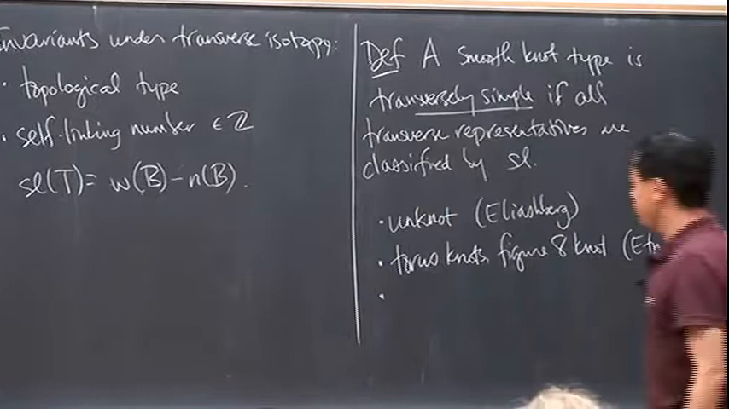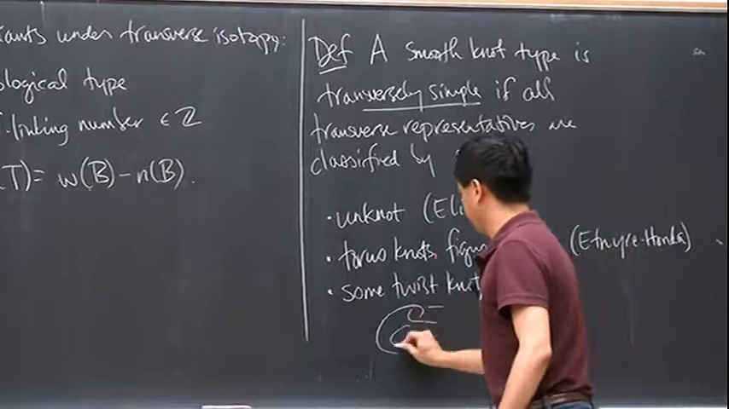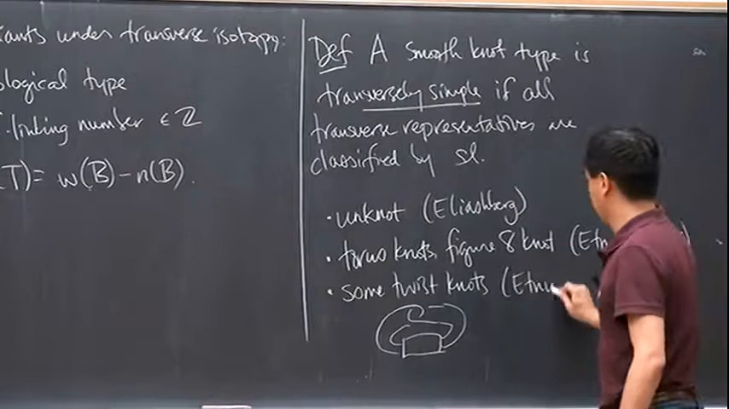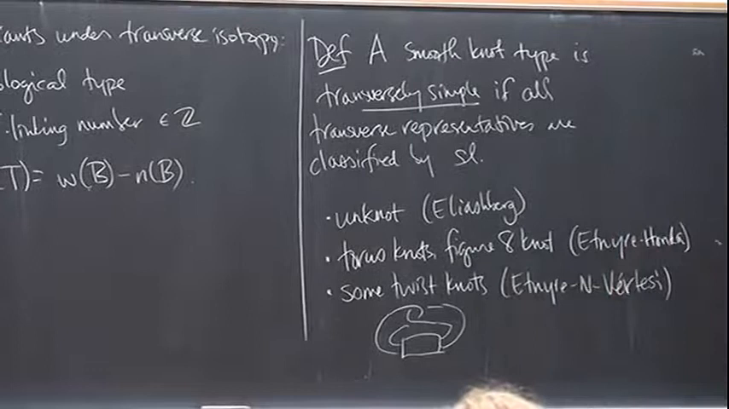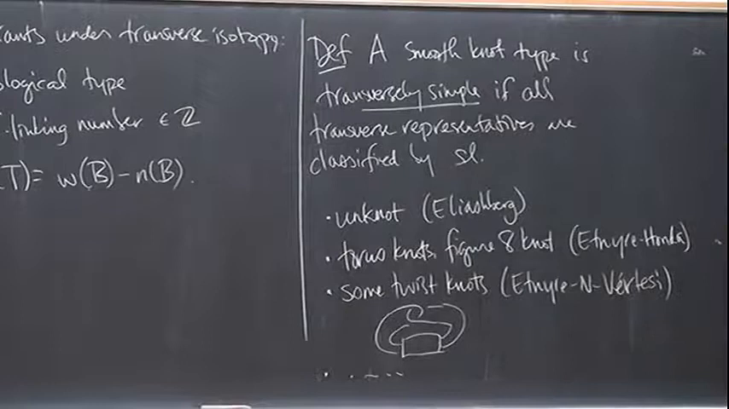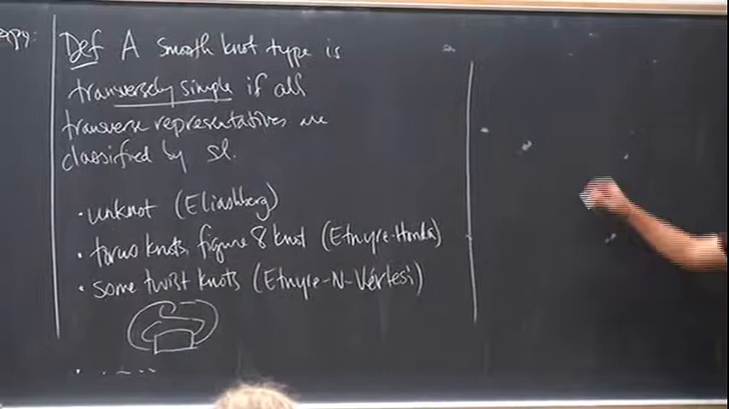Let's see, what else do we have? There are a bunch of other things. I'll just mention one of them, which is that there are some twist knots. So twist knots are knots like this with some number of half twists in there. And this is some work of myself and John and Vera Bertici. And there are others, but I'll just leave it at that. So these are transversely simple.